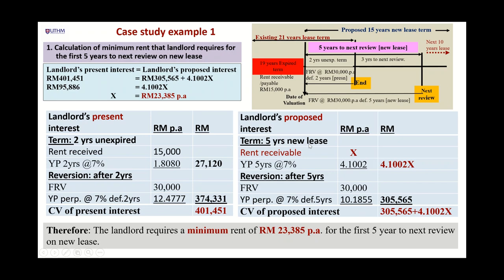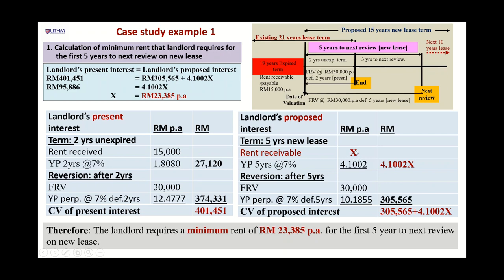For the first 5 years of the new lease, which is the color pink here, the landlord will be receiving X. We don't know yet. We are going to find out the value of the rent of the new lease for the 5 years. So why do we put X here? X is the value that we need to calculate, that we need to derive here.